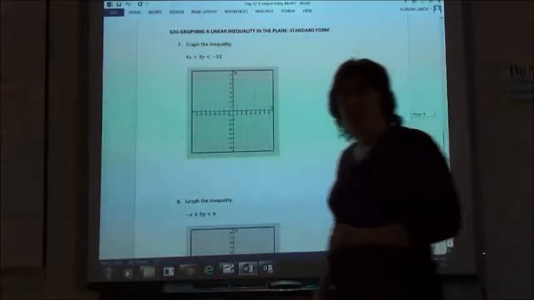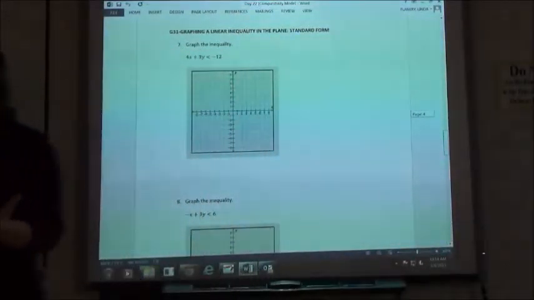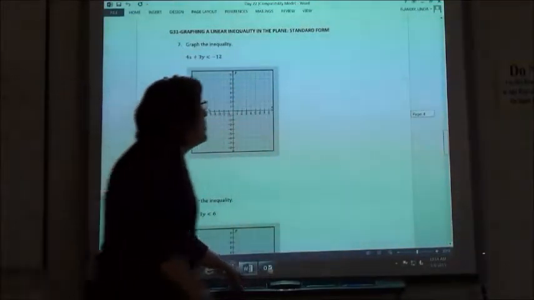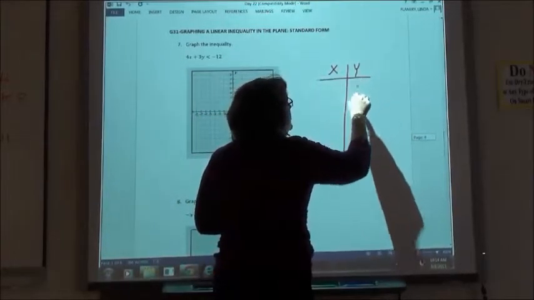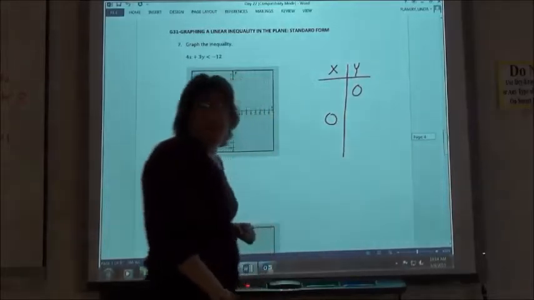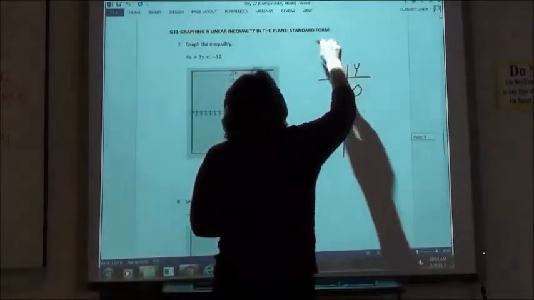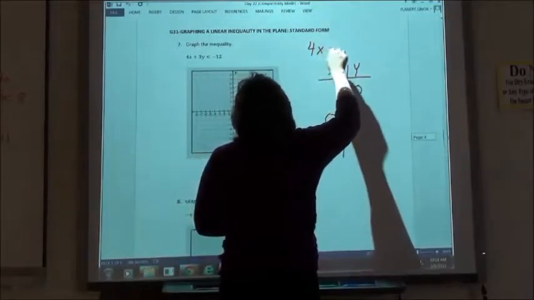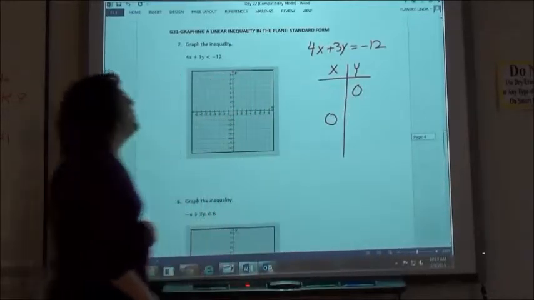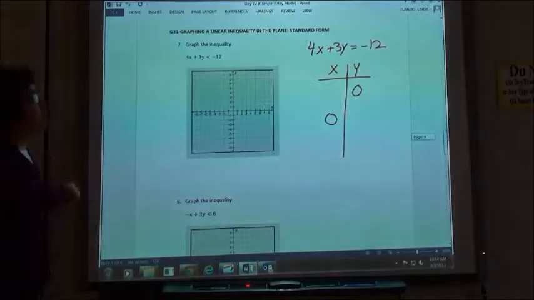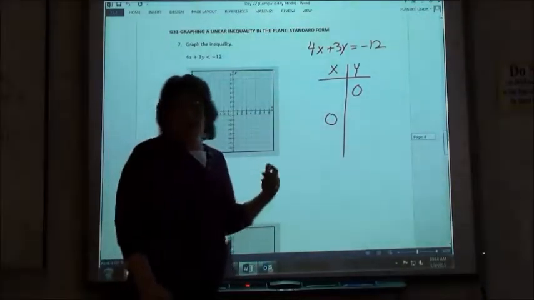The ones in standard form, we found our x and our y intercepts. So if we were making our table, we put 0 in for y and 0 in for x and found those 2 points. Again, we're pretending it says 4x plus 3y equals negative 12. And we do our x and y intercepts because they're kind of easy to do.